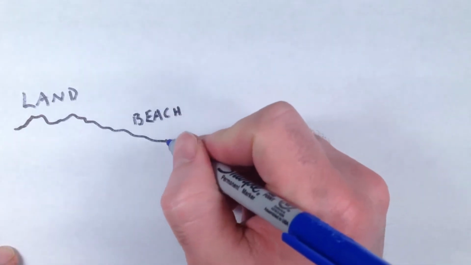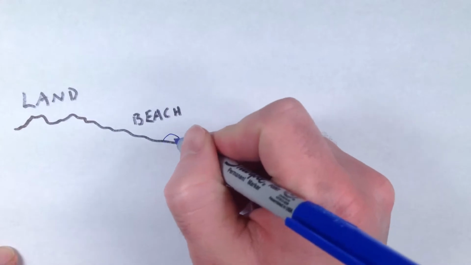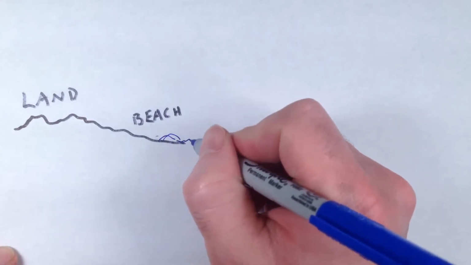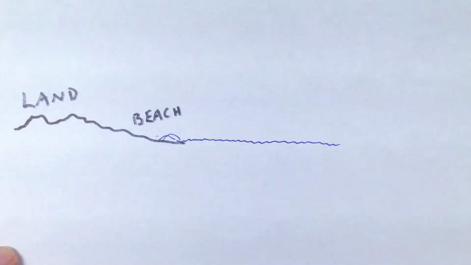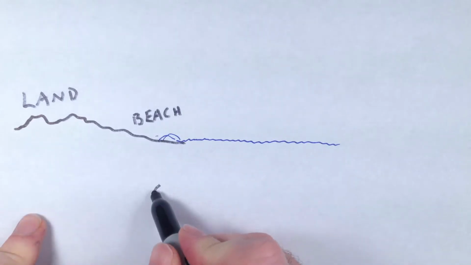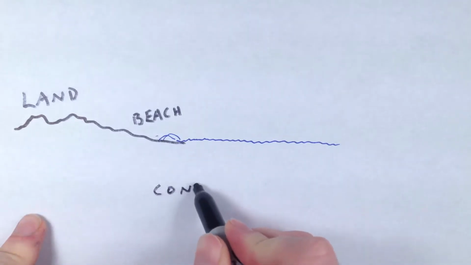So if the beach is here, that means that I might have some waves. That's fun. But basically, this is where sea level is. Now, this is the surface of the water, of course, and I've got to have the ground underneath of it. Now, this is going to be the Continental Shelf.